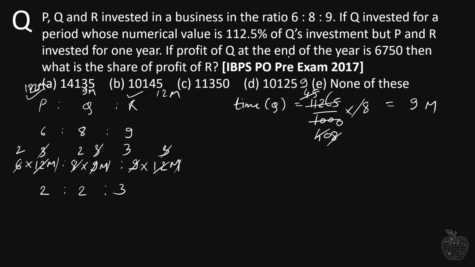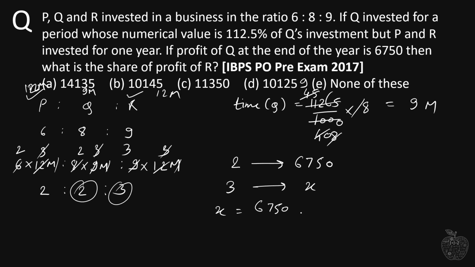We know that Q's profit at the end of the year is 6750. So Q's profit here is 2, but this 2 is equal to 6750. Then what is the share of profit of R? So R's profit here is 3. So what will this 3 be equal to? If 2 is equal to this, then what will 3 be equal to? Let's assume it is X. Now let's calculate for X here. We'll do cross multiplication. So we get 6750 multiplied by 3 divided by this 2.